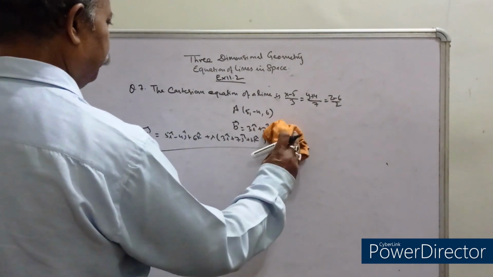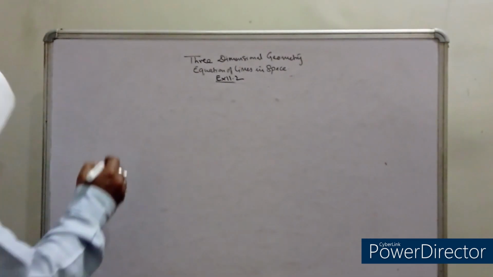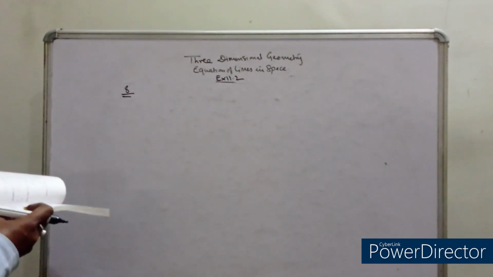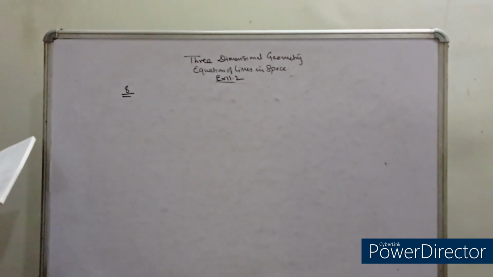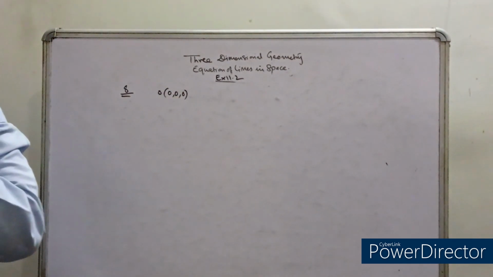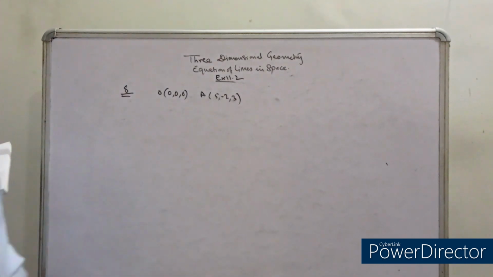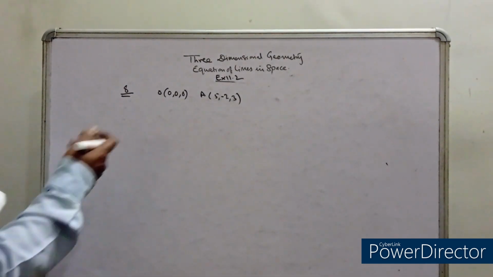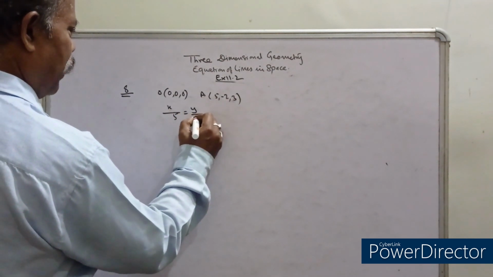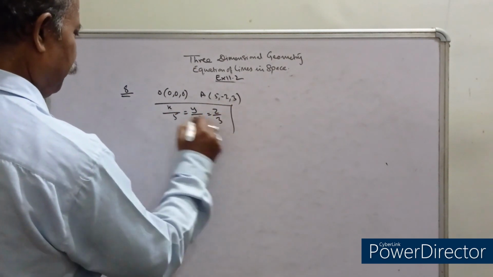Question number 8. Here it is given, find the vector and Cartesian equation of a line which passes through the origin. That means the origin's coordinates are (0, 0, 0), and another point A, which is (5, -2, 3). So here Cartesian is very easy. This is (x - 0)/5 = (y - 0)/(-2) = (z - 0)/(3 - 0). This is 3. This is the Cartesian form.